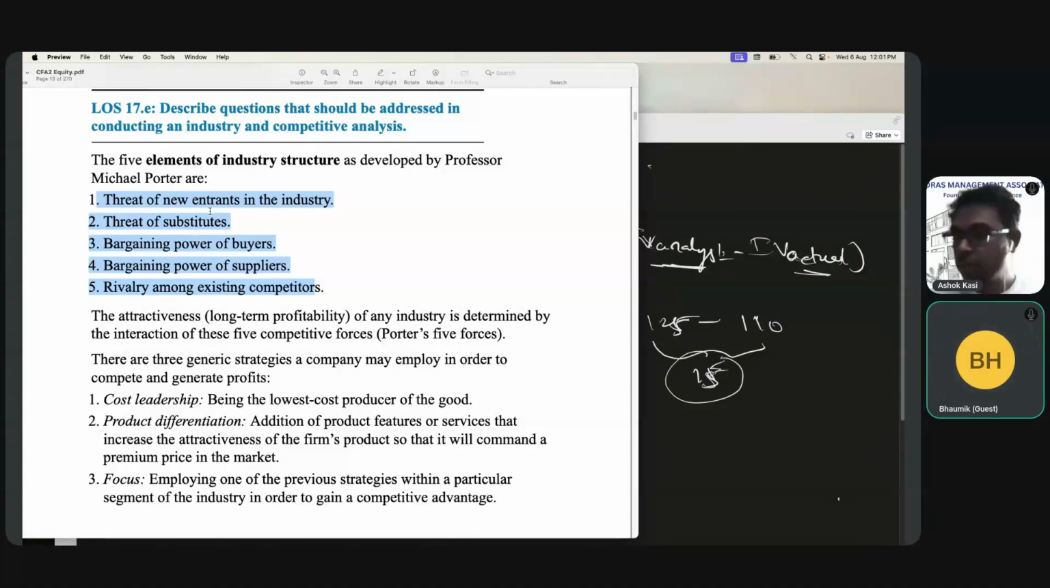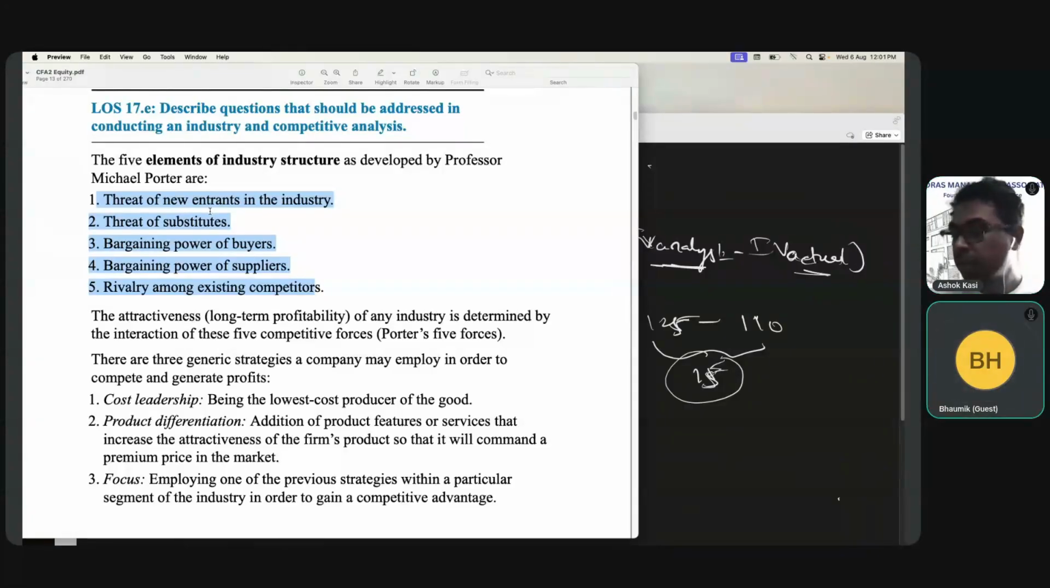And the third one, bargaining power: even if that happens, can you pass on the price to the buyer? That is the question. If you have the ability to pass on the price to the buyer, then your business will sustain. Otherwise, the buyer will go to your substitutes.